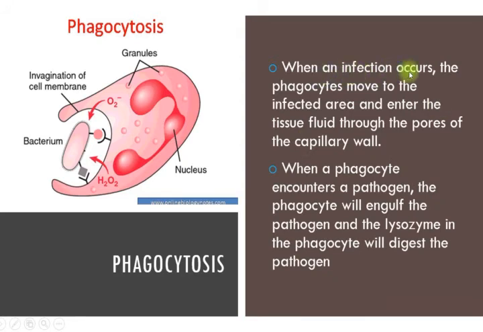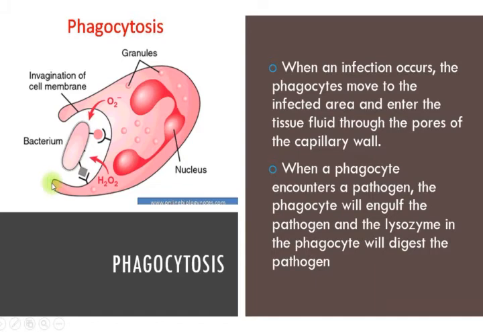When the infection occurs, the phagocytes move to the infected area. The phagocytes will enter the tissue fluid through the pores of the capillary walls. When a phagocyte encounters a pathogen, it will engulf the pathogen, and the lysozyme in the phagocyte will digest the pathogen. So what happens to the pathogen? Once the phagocyte reaches the infected area where the bacteria are located, the phagocyte will trap and engulf them.